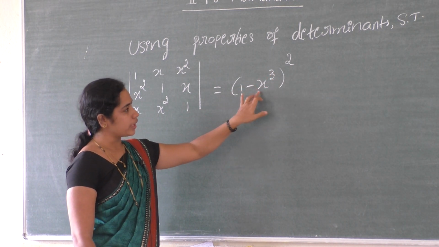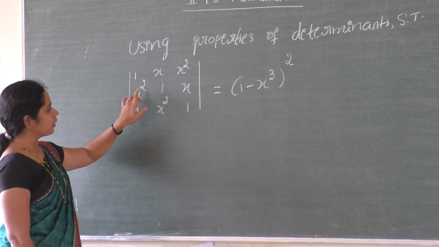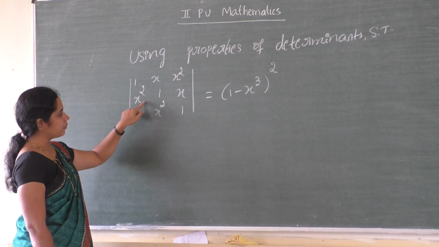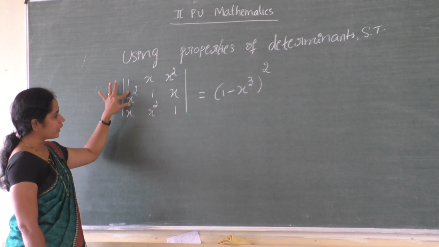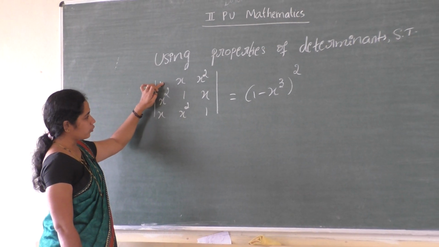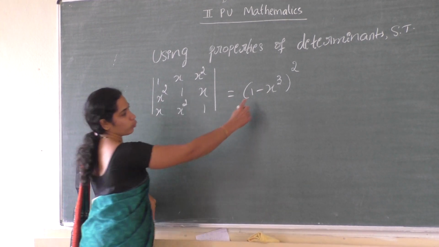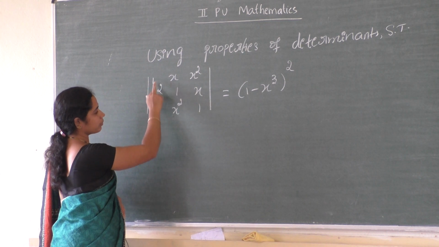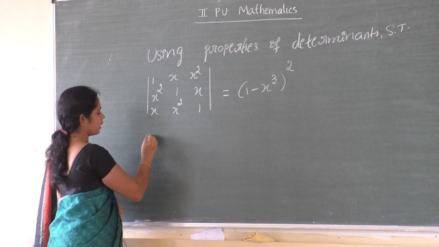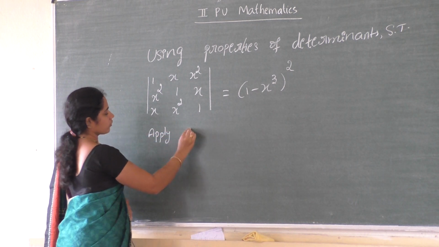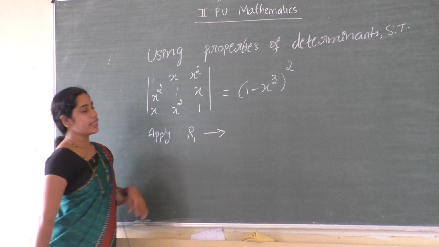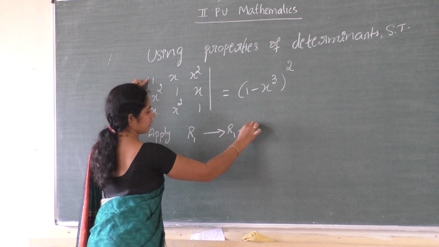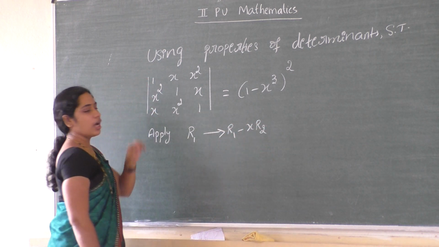We need to prove (1 minus x cube) whole square. See, here we have 1, here we have x square. So if you multiply x to the second row, we will get x cube. So R1 minus, we need 1 minus x cube. So we can apply the operation R1 minus x into R2. We are changing the first row, that is R1 tends to R1 minus x into R2.